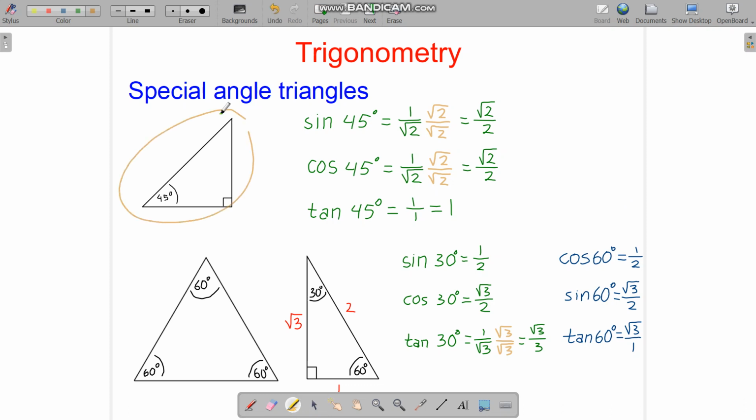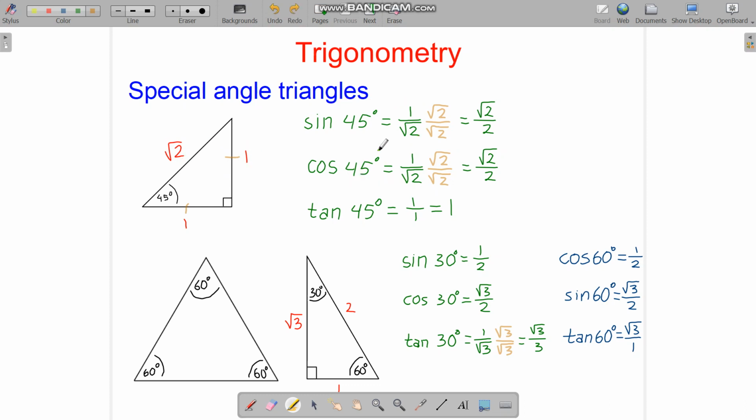If you look at this right-angled triangle here, 45 degrees means this angle is also 45 degrees, which means it's an isosceles triangle. And if this length is 1, this must also be 1. Using Pythagoras, we get the hypotenuse √2. And using the definition of trigonometry, sine 45 is opposite over hypotenuse, which is 1 over √2.